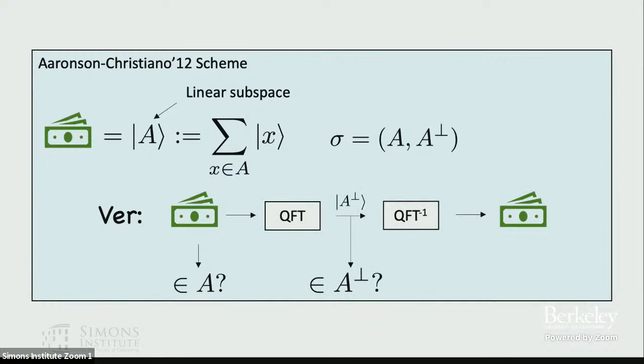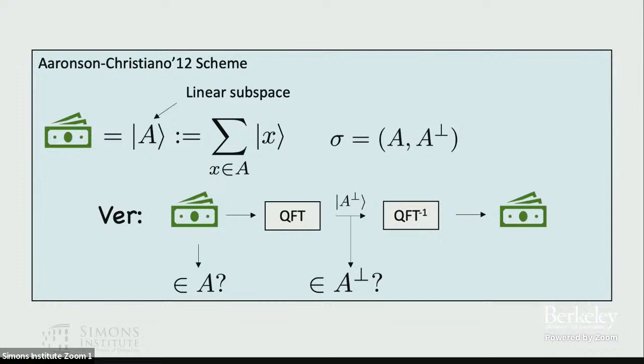And so what you do is you do the quantum Fourier transform. If you had the right quantum money state, it turns out that the Fourier transform gives you another subspace state, but it's a subspace state for the dual. And so you can just use your knowledge of A perp to check that your support is in fact all contained in the dual subspace. And then you just do a QFT back in order to get your quantum money state. Right.